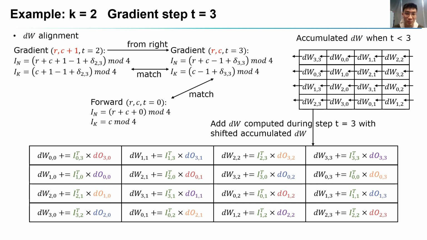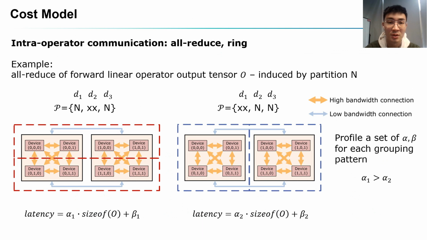In the final step, compute while shifting previously accumulated dW leftward. After that, add the final step of computation result with shifted dW. In this way, each device computes the final dW with its distribution aligned with initial distribution of W.